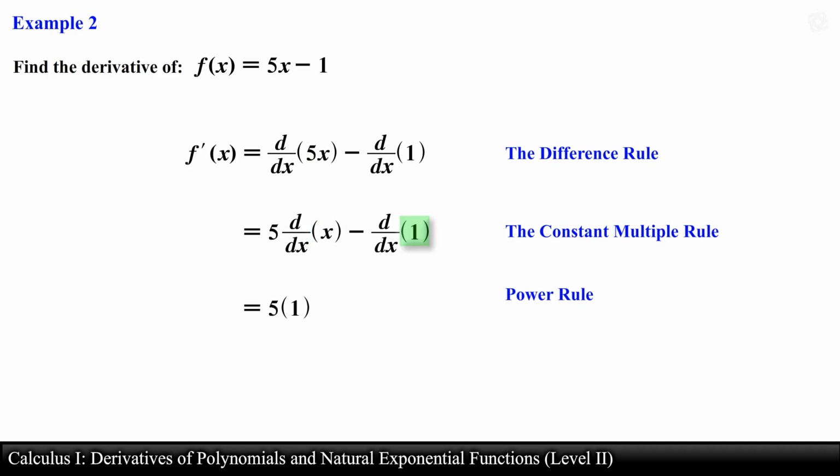The second function is a constant. Recall from the previous video that the derivative of a constant is equal to 0. So the final derivative of this function is equal to 5. Alright, let's try an example that contains three functions.